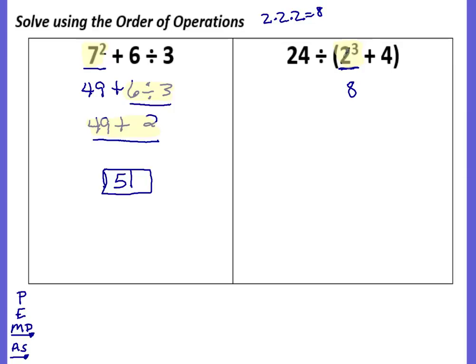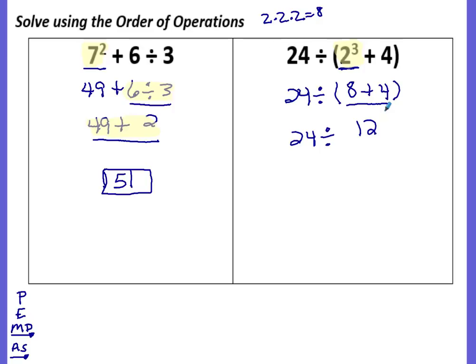So now that I've solved my exponent, everything else stays the same. Okay, I haven't done anything to the 24, I bring it down. I haven't done anything with this division symbol, I bring it down. The parentheses, I bring down. I solved the 2 cubed, so that's 8. I haven't done anything with the plus, the 4, and my closed parentheses. Now keep going. Are we done with the parentheses? No. We still have this 8 plus 4 inside the parentheses, so that's what we need to solve next. 8 plus 4 is 12. Bring down the 24, bring down the division because I didn't do anything with them.